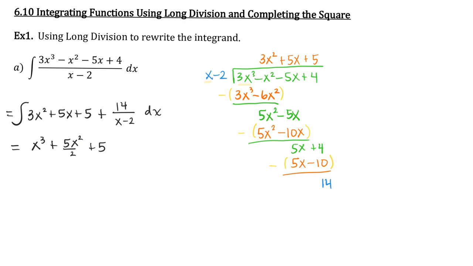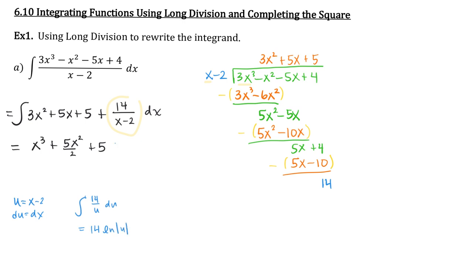If you can do this u substitution in your head, I'm okay with this. So now I'm only looking at this term right now. I'm going to let u equal x minus 2, which means du equals dx. So that means I am trying to find the integral of 14 over u du. What is that? That is going to be 14 ln of u plus a constant.